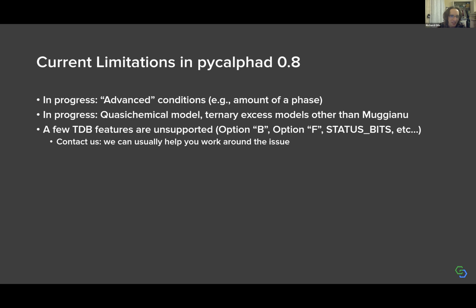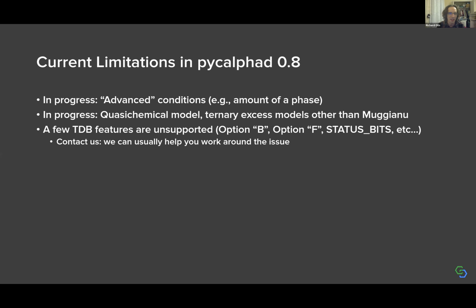Now, there's a couple of TDB features that aren't supported yet. If this means anything to you, great; if it doesn't mean anything to you, that's okay. These options are relatively rare. Things like option B, option F. These are certain options for specifying only the symmetry independent interaction parameters in certain multi-sublattice phases for BCC and FCC. If you don't know what they are, it's okay.